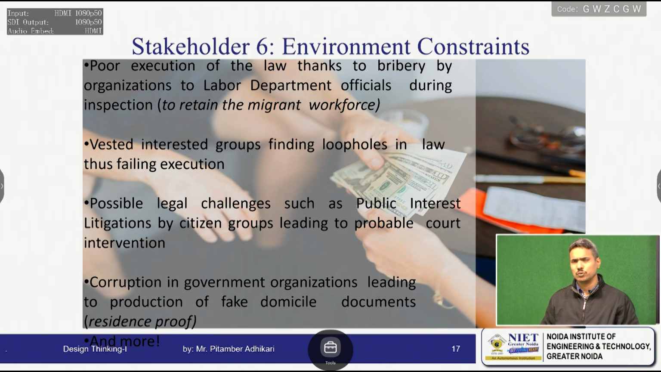Then after that, there may be some possible legal challenges also. And lastly, there may be corruption in the government. If there is some kind of corruption in the government, that will also hamper this particular law. So these are some different constraints, or you can say barriers, that are related to this particular problem.